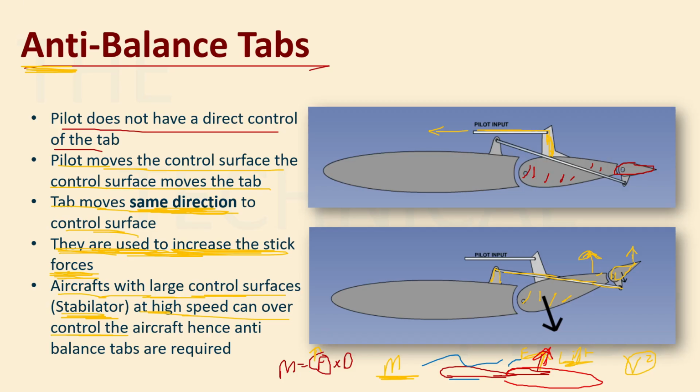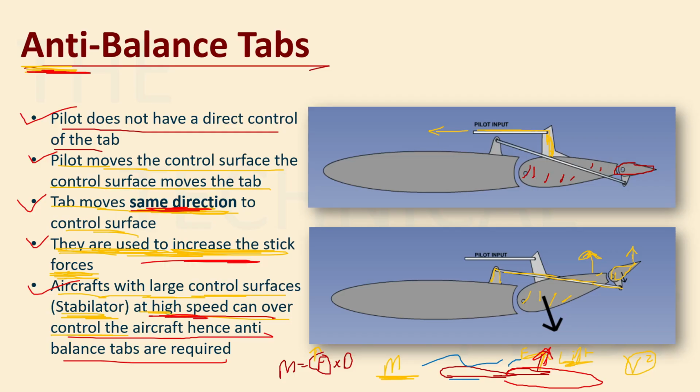So in those kinds of aircraft, we use an anti-balance tab to avoid over controlling the aircraft, right? At high speeds, pilots can over control, and hence anti-balance tabs are required. The most important points are that the pilot does not control the tab; the pilot moves the control surface. The control surface moves the tab, and it moves in the same direction. It is there to increase the stick forces, and it is used in aircraft which have large control surfaces or fly at high speeds, right?